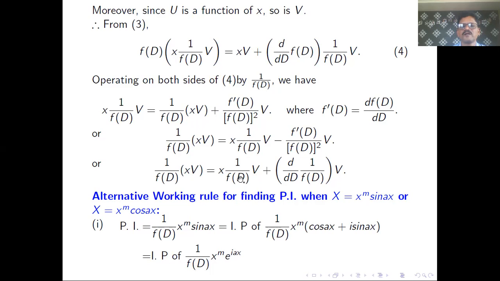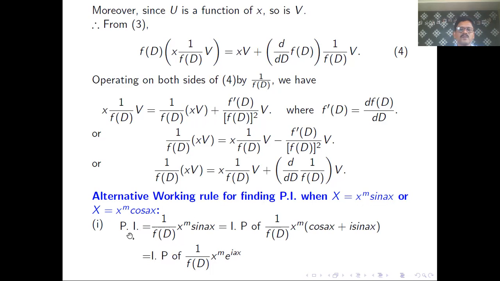if this function f of D is given of the type D square plus a square, and v is given to be sin x or cos x, there you will get the denominator to be 0, and that's why we have to use this alternative method, that is the working rule for finding the value of PI. So when capital X is x raised to m into sin x, or capital X is x raised to m into cos x, you have to use this method for finding the value of the particular integral.